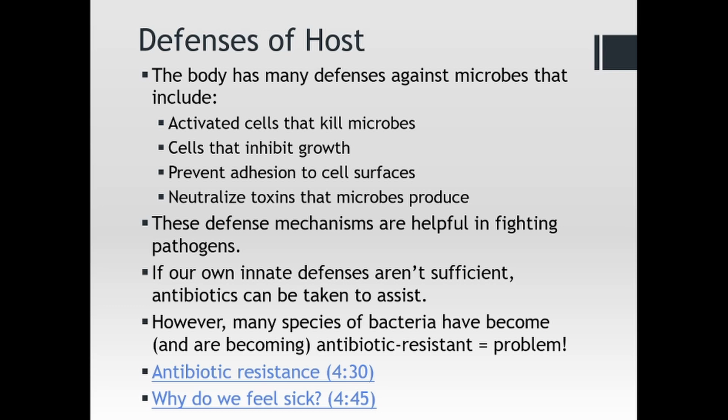If our innate defenses, meaning the ones that we're born with, are not sufficient, then we can take antibiotics to help us out. In the pre-antibiotic age, antibiotics were discovered by Alexander Fleming in 1928, and they weren't mass-produced until the 1940s. But in the age before antibiotics, that's really all we had to rely on, our innate defenses. And we tried all these different ways of trying to fight these diseases, and of course they didn't work.